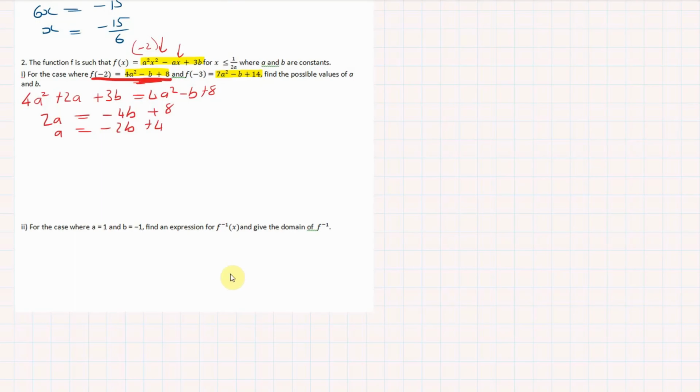Okay, now we're going to do this bit here. They say that's what it equals. Now, instead of putting a minus 2 in this time, we're going to put a minus 3 in. So let's put a minus 3 into this and see what we get. So I get 3 squared is 9, so I get 9a squared, minus 3 times minus a, so that's positive 3a, plus 3b.